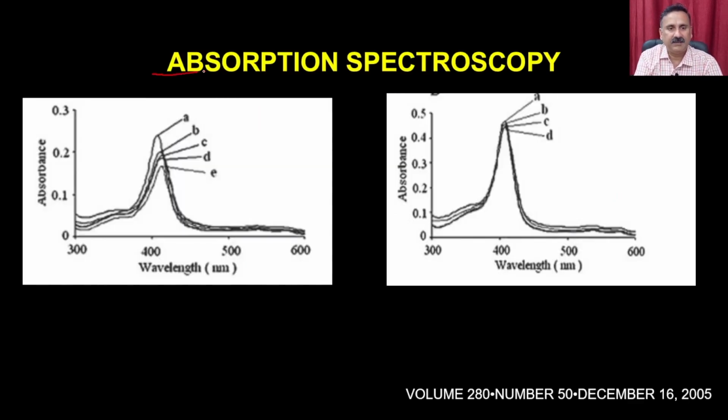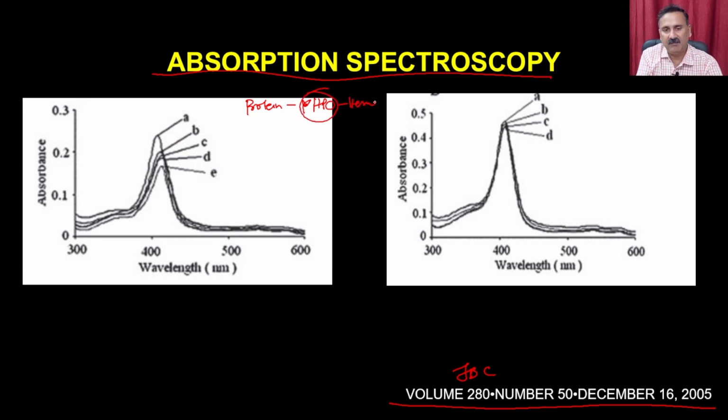So we have taken this example from one of the papers, from JBC. What you see here is a protein called HPO, hemoperoxidase. This is a protein which contains heme as the functional group, or heme as a cofactor. This is the native enzyme, and the native enzyme shows you absorbance at 400 nanometer.